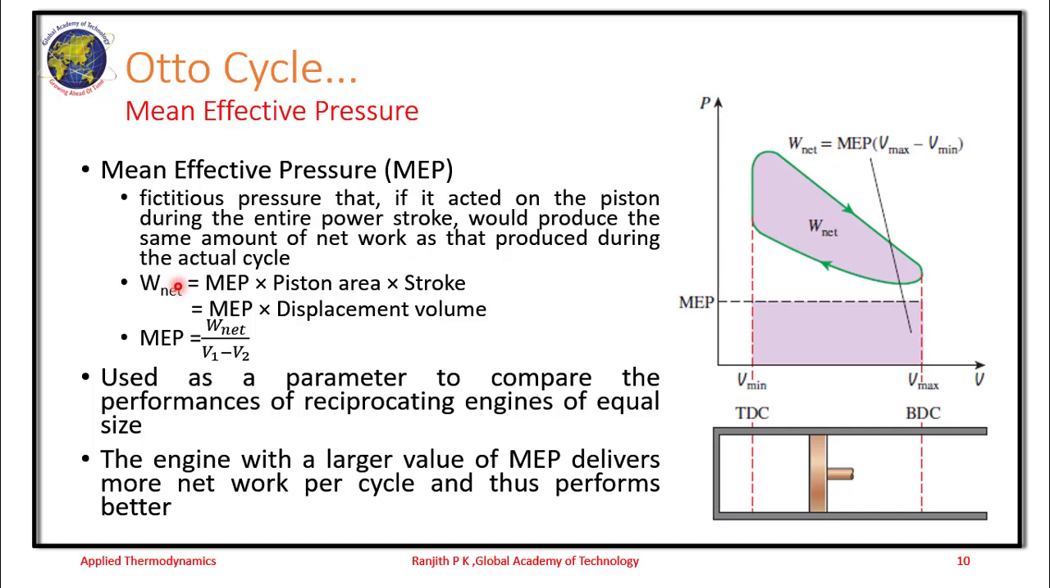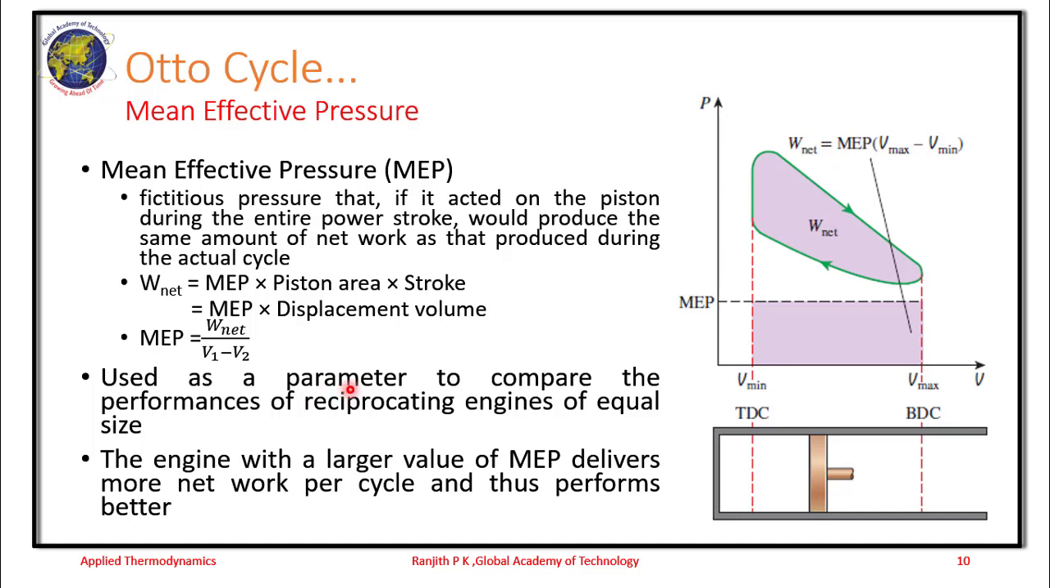So, W net is written as mean effective pressure MEP into piston area into the stroke, or this piston area into stroke is nothing but the displacement volume. So, mean effective pressure is rearranged as net work done divided by the displacement volume, which is nothing but V1 minus V2.